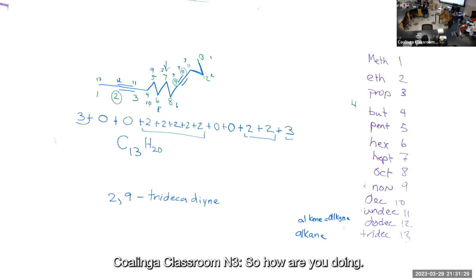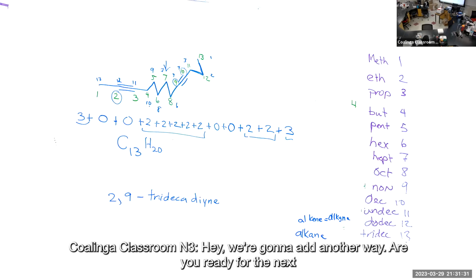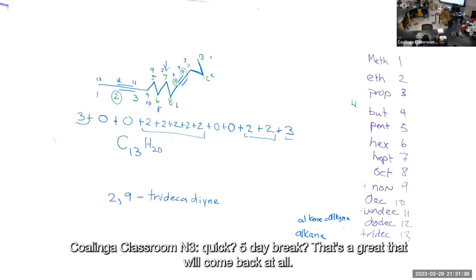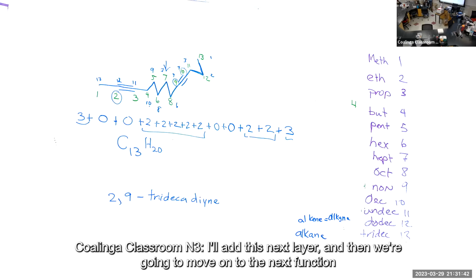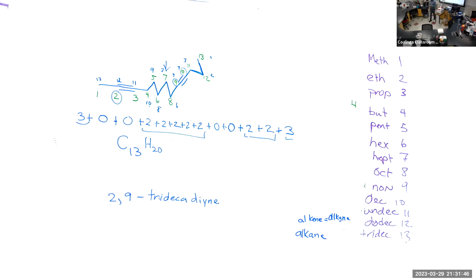So how you doing? Okay, we're going to add another layer. You ready for the next layer? Okay, thanks, Josh. Real quick, I don't want to skip anything. Quick 5-minute bathroom break, and then we'll come back and I'll add this next layer. And then we're going to move on to the next functional group.